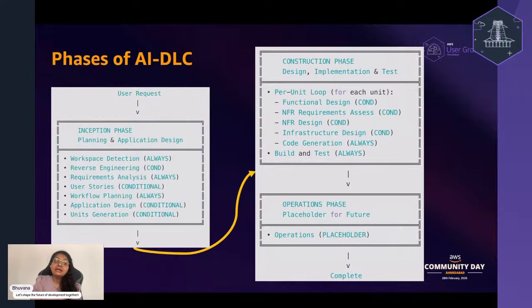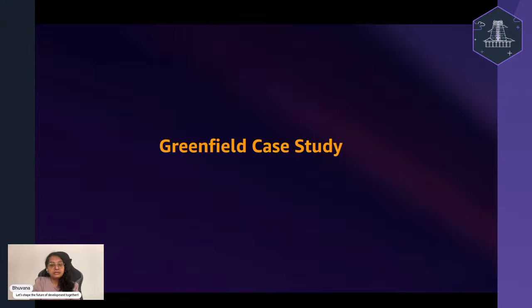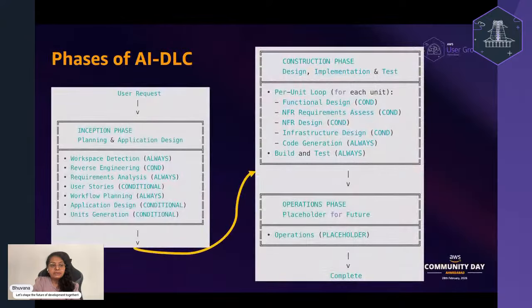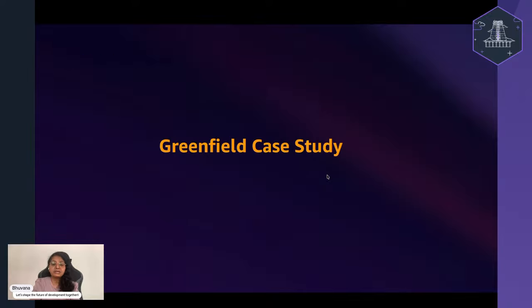Now coming deeper into anatomy, we saw different phases. Now there are different stages in each of the phases. In inception, there is a set of stages. In construction, there is a set of stages. And operation is for future expansion. Let's take one at a time. When the user request goes into the inception phase, it starts with planning and application design. And the next one is the construction phase, where you design, implement, and test, and then go for production deployment.